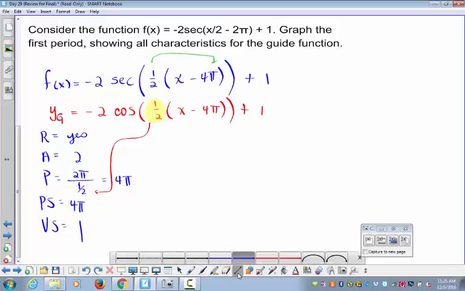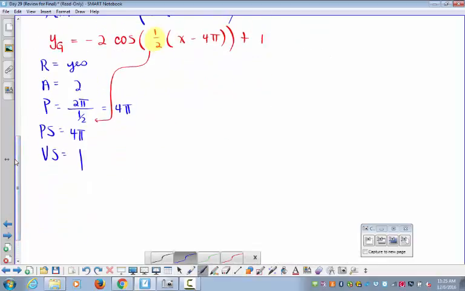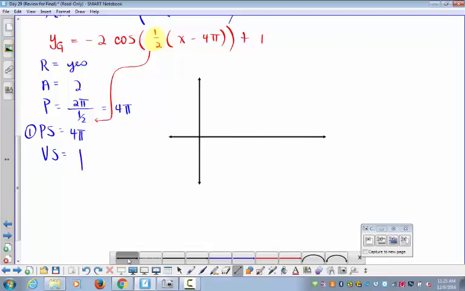All right, so then we have to sketch a graph. And we start with what? Which of these characteristics do we start with first? The vertical shift? No. Phase shift. Phase shift is where we start first, because the whole graph is shifted. First, we're going to shift it horizontally, so we're going to go to the phase shift as our first step. So the phase shift is 4 pi. 1, 2, 3, 4. And then what's the next step?